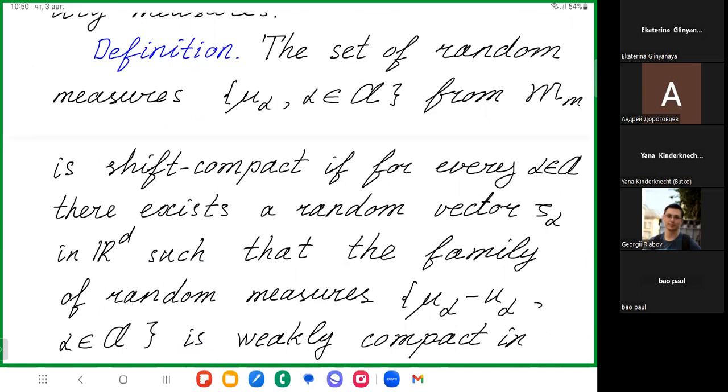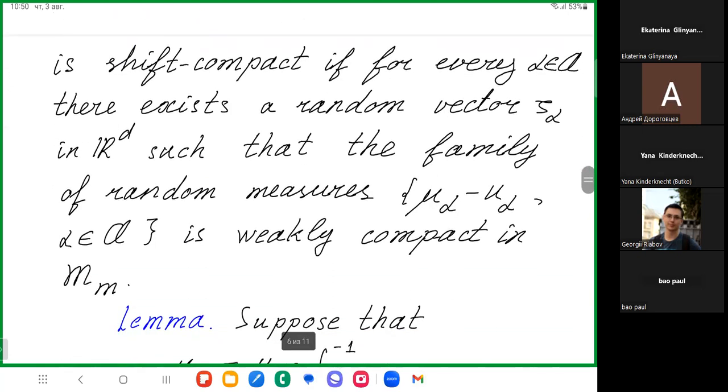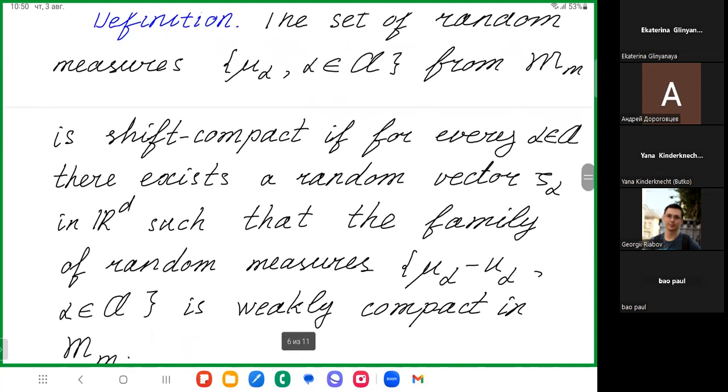The set of random measures mu_alpha from the Wasserstein space of any order is shift compact if for every alpha there exists a random vector zeta_alpha such that the family of random measures, this is my fault, here must be mu_alpha minus zeta_alpha, this random vector zeta_alpha, not u, is weakly compact in M. Of course, this definition can be easily produced from the previous one, but it is desirable to have at least sufficient conditions for shift compactness of the family of random measures.